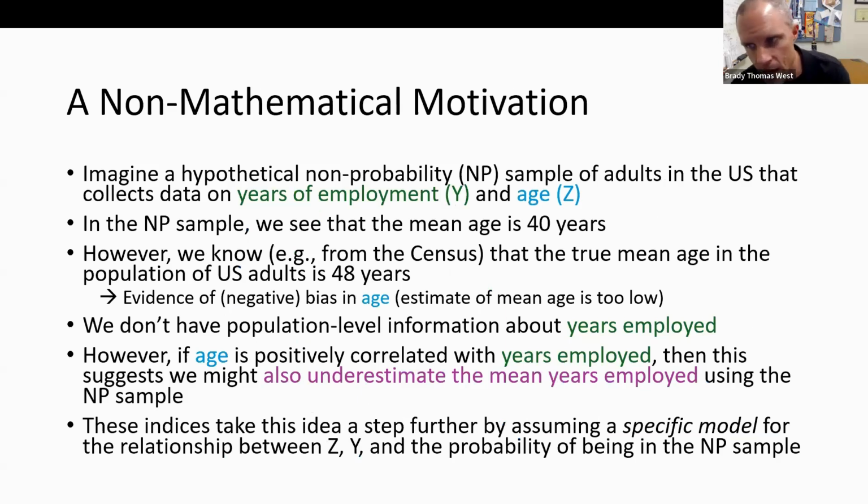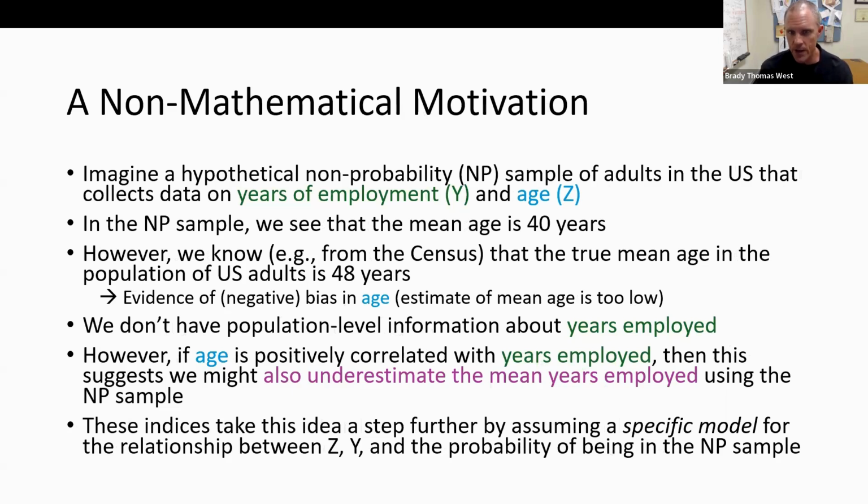So just to provide some non-mathematical motivation for what we're talking about here, suppose you have a hypothetical non-probability sample of adults in the US, and you're trying to collect data on years of employment and age. So this is a volunteer opt-in online survey or something, where you have no control over the probability of selection. And in that non-probability sample, you see that the mean age is about 40 years. However, you know, for example, from census data or other administrative data, that the true mean age in your population of US adults is actually 48 years. So there's evidence that your study is producing a negative bias in the estimated mean age. Your estimate is too low.